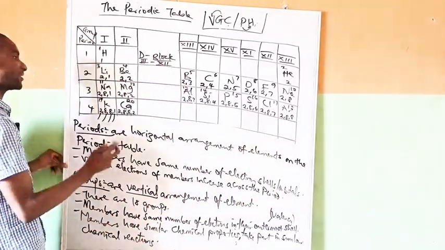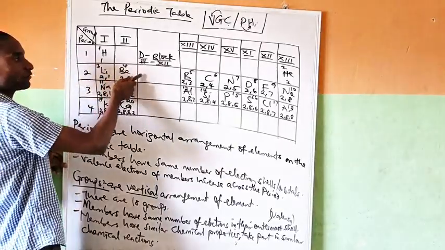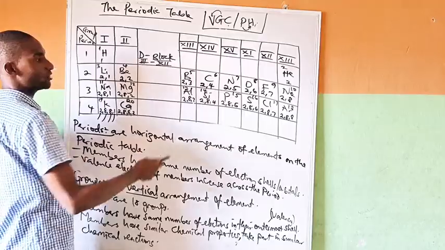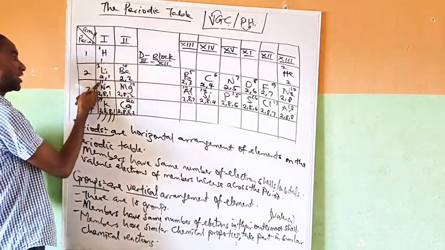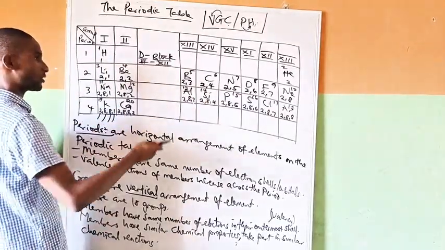And of course, lastly, their atomic number. The atomic number of lithium is 3, that of beryllium is 4, boron is 5, carbon is 6. Atomic number of sodium is 11, magnesium 12, aluminum 13. So the atomic number also increases across the period.